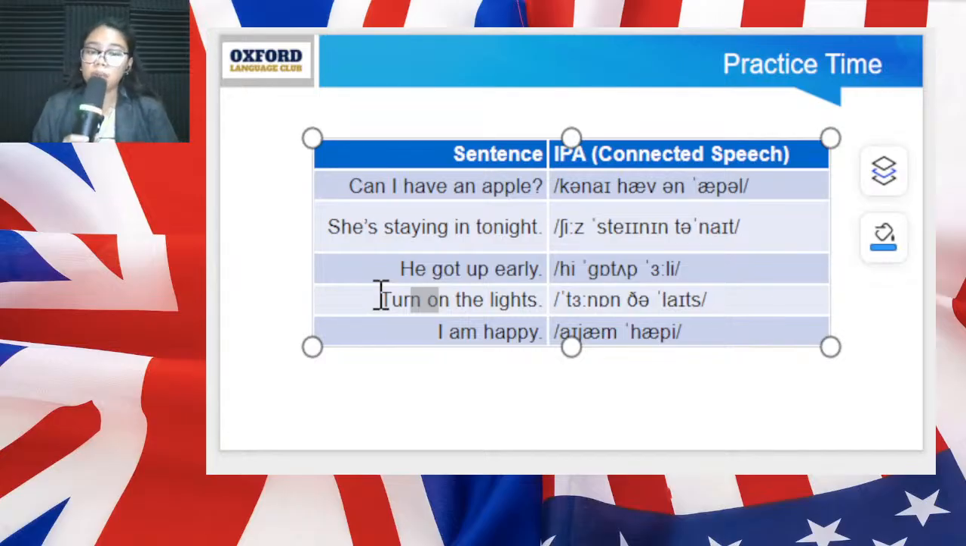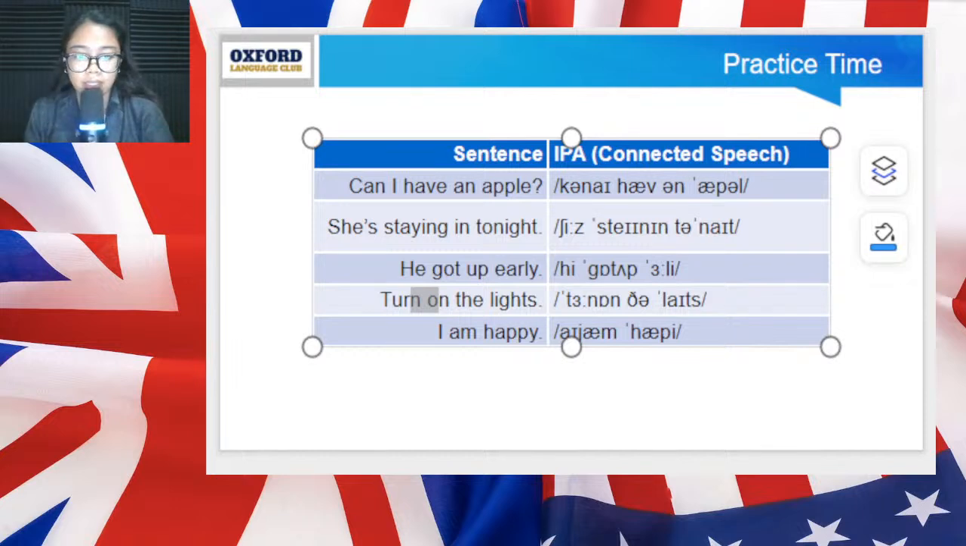The two words blend into one smooth sound unit. Try saying it naturally with me. Turn on the lights. Instead of turn on the lights, we say turn on the lights. Hear how turn on sounds almost like one longer word. That is linking. Turn on the lights. Again, turn on the lights.